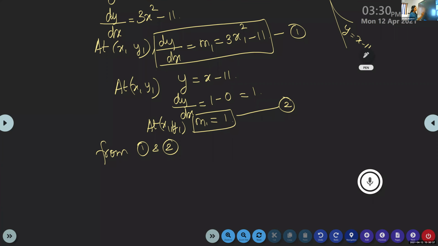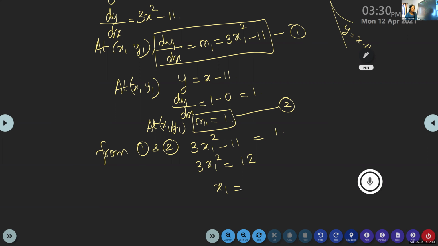So we can write 3x1 square minus 11 is equal to 1. So 3x1 square is equal to 12. From here, tell me, what is the value of x1?